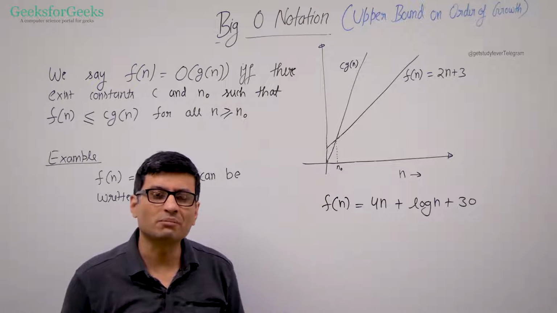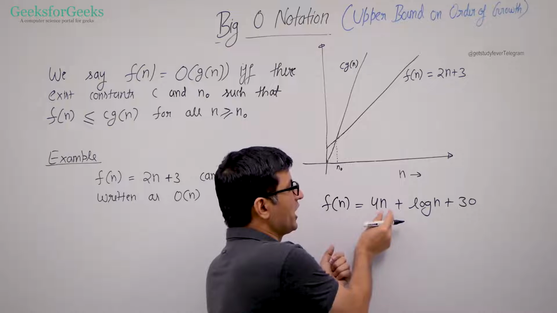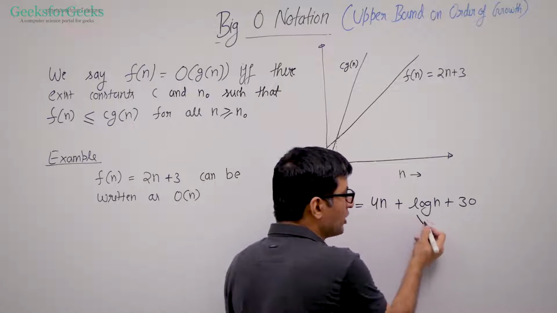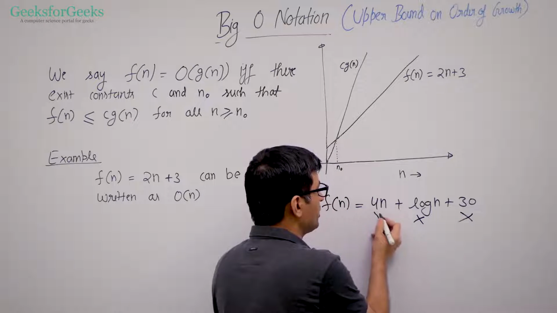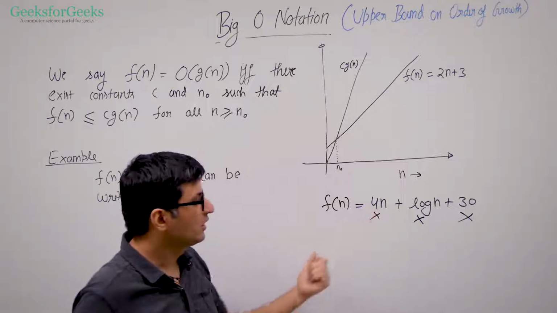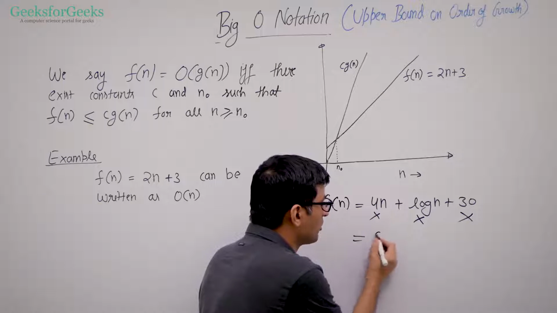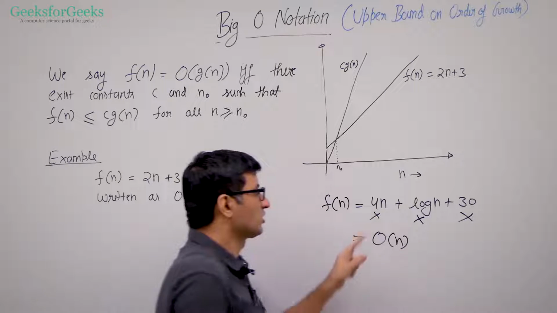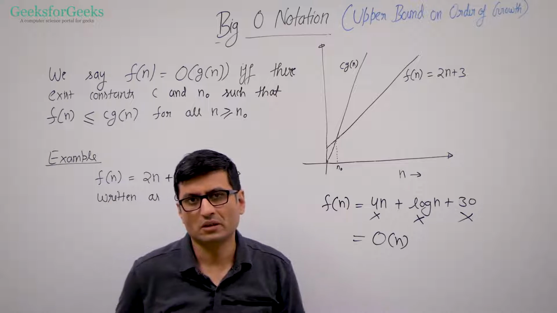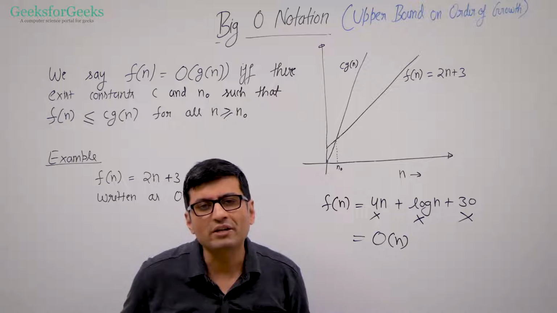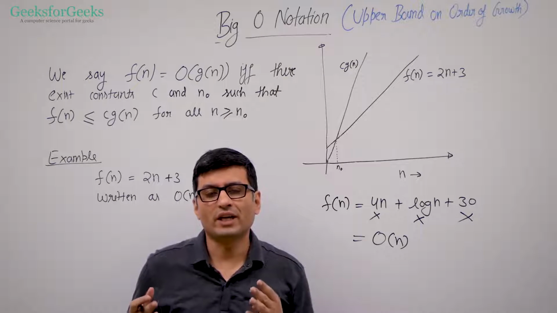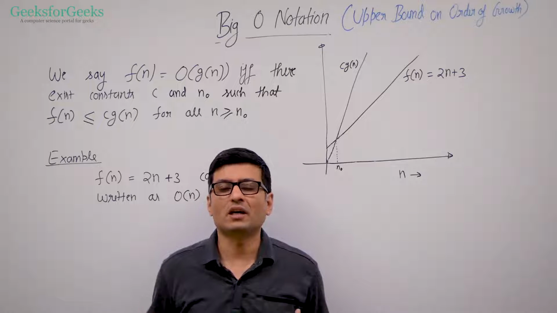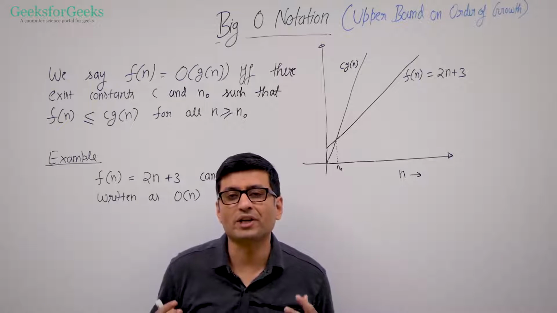Let us do one more example. This is the highest growing term. We ignore the lower order terms, ignore the constant of the highest growing term, and we say it's big O of n, because n is the only term remaining. So this is a quick way to find the big O notation of any function.